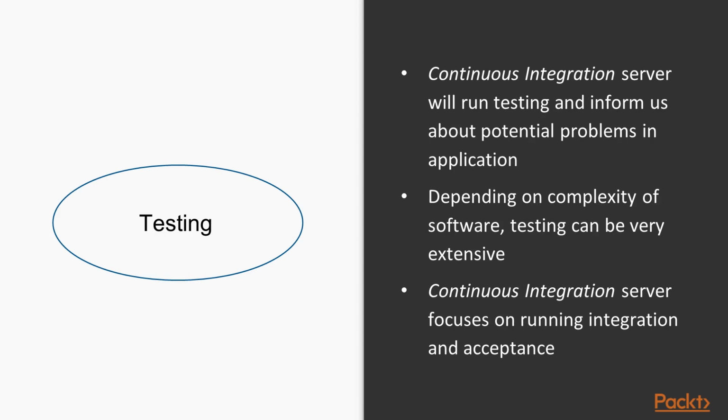The next phase is testing. This is where continuous integration lives. Our continuous integration server will run the testing for us when appropriate and inform us about the potential problems in our application as quickly as possible. Depending on the complexity of our software, testing can be very extensive in this phase. But in general, the continuous integration server focuses on running integration and acceptance.